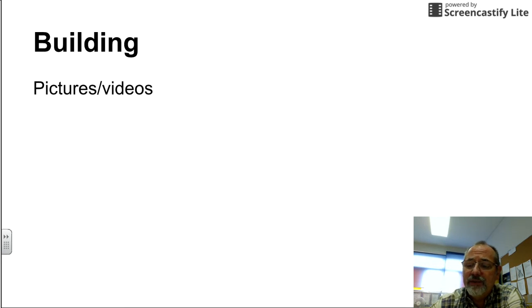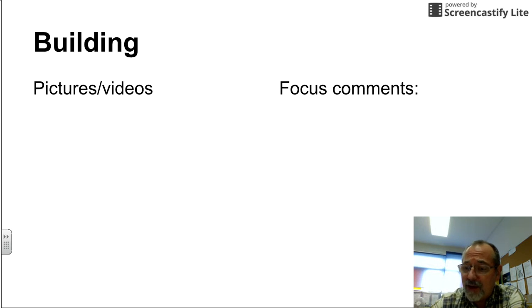You should have pictures and videos of the building process along with comments about the building process. What was easy, what was hard. Maybe it was the first time you ever ran a saw or a drill.